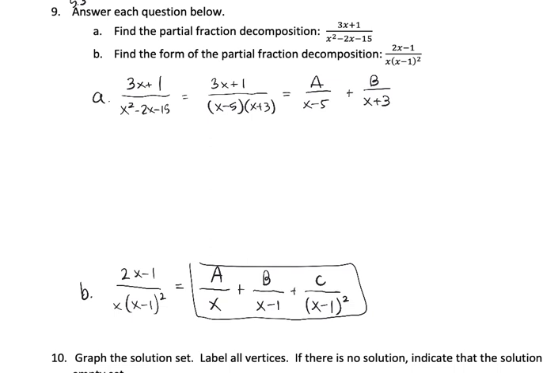Now the next step is to multiply both sides by the lowest common denominator. The lowest common denominator is x minus 5 times x plus 3. I'm going to multiply this side by that, and then also multiply this side by x minus 5, x plus 3.